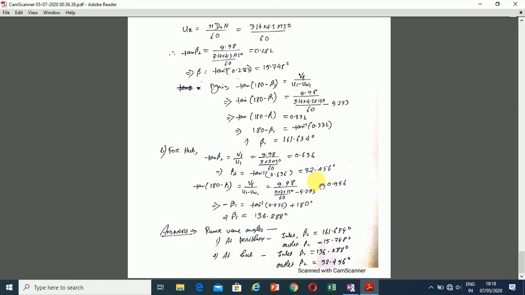So the answers are the runner vane angles. At the periphery, the inlet angle beta 1 is 161.634 degree, and at the outlet beta 2 is equal to 15.748 degree. And at the hub, the inlet beta 1 is equal to 136.280 degree, and the outlet beta 2 is equal to 32.456 degree.